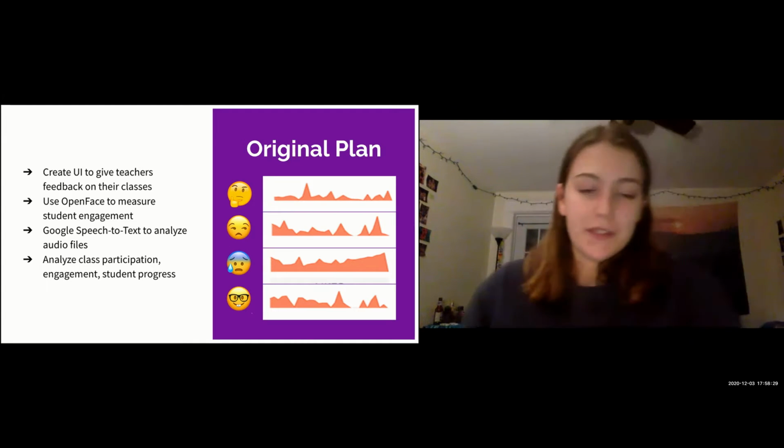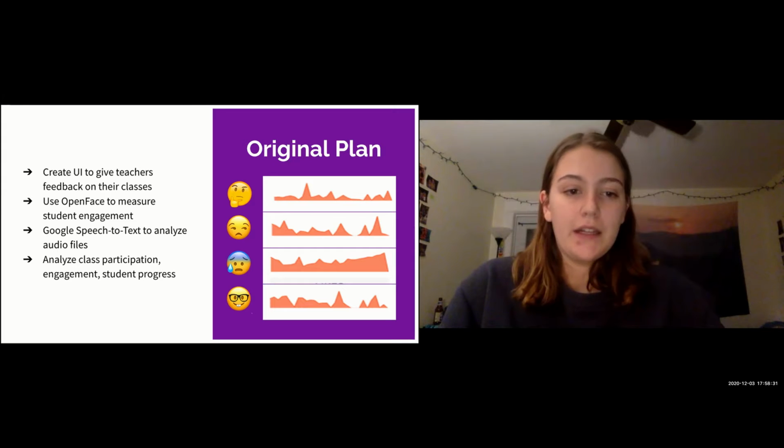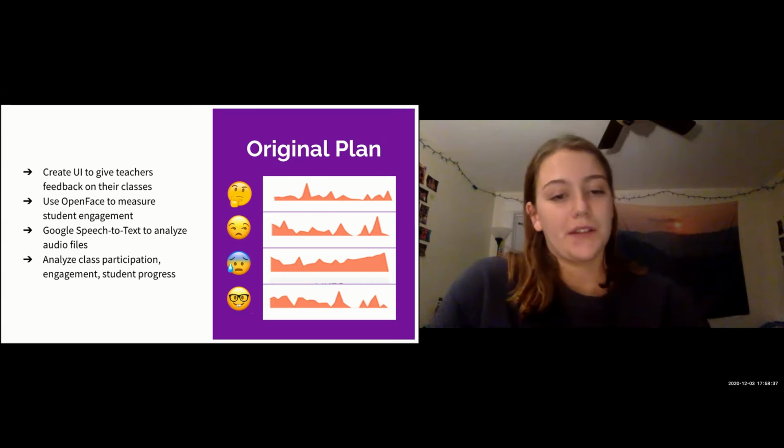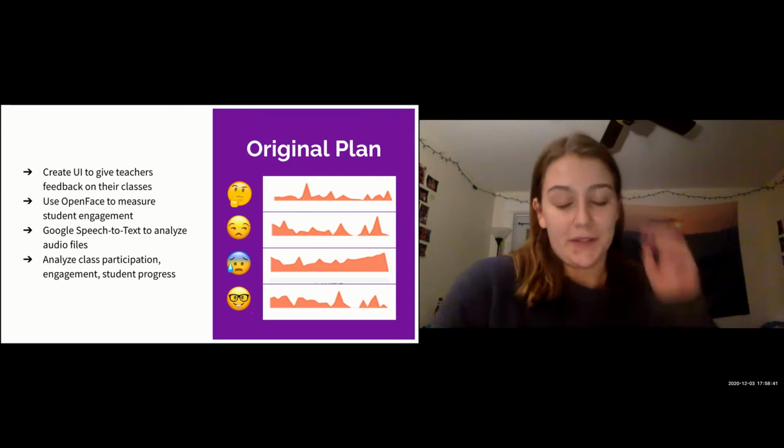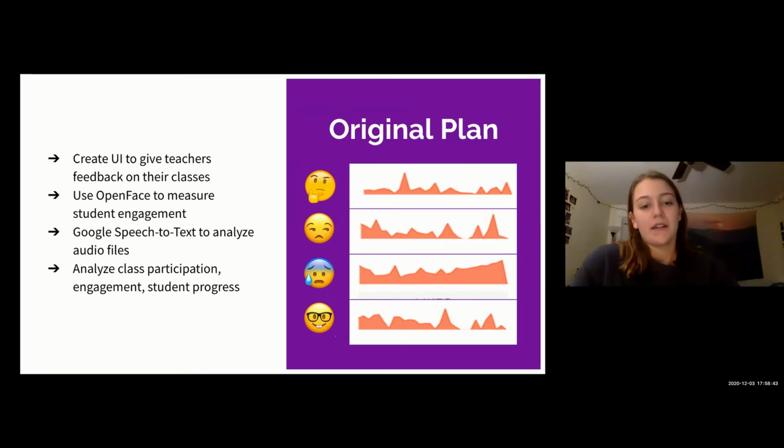The goal of all this was to analyze metrics like class participation, engagement, maybe things like student progress, if eventually it was sophisticated enough that they could submit their own feedback. Anything really that's useful for teachers in gaining an understanding of how well their students are grasping the concepts.